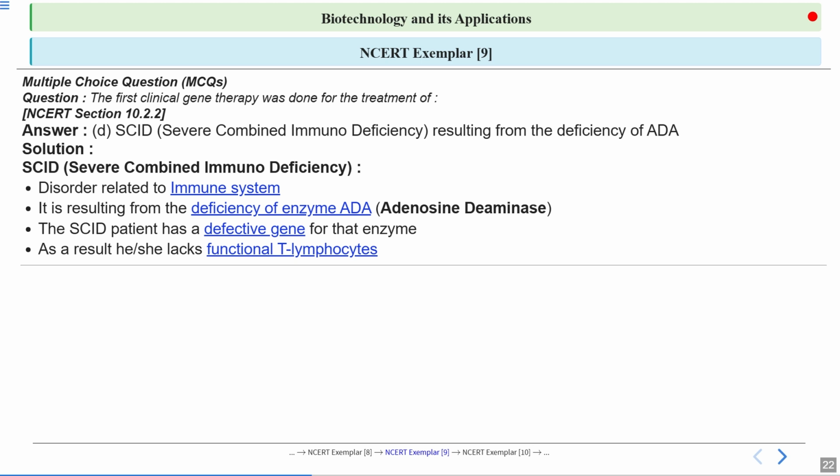So what happens if you have a deficiency of this ADA enzyme? That person can develop SCID, that is severe combined immunodeficiency. It is a disorder related to the immune system. Because of this enzyme the immune system is able to function properly, but if there is a deficiency of this enzyme, the immune system will not work properly. As a result, that person is going to lack functional T lymphocytes.